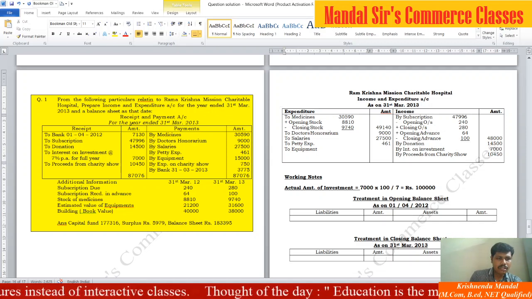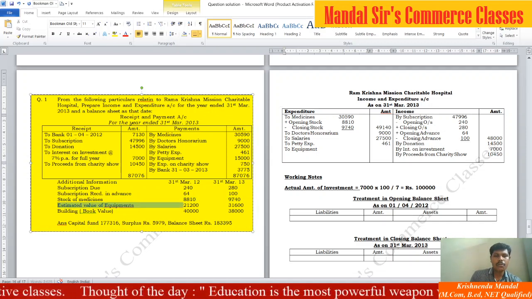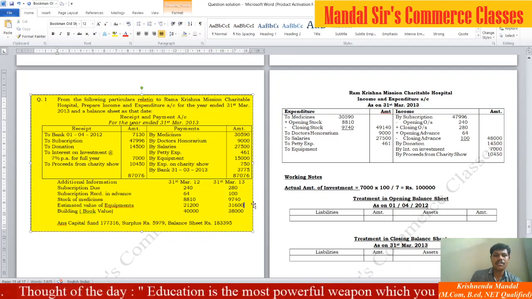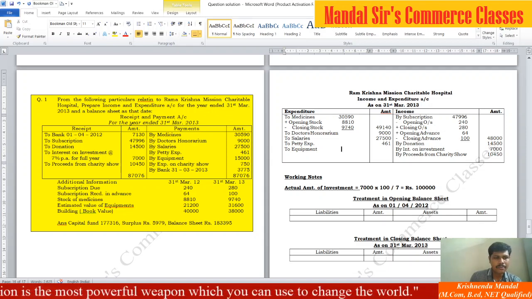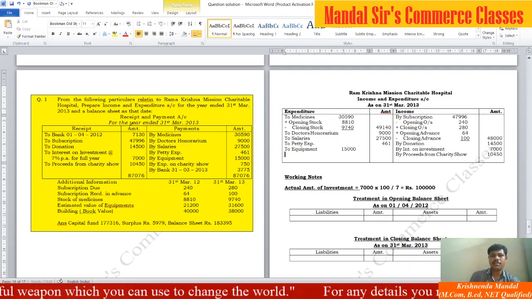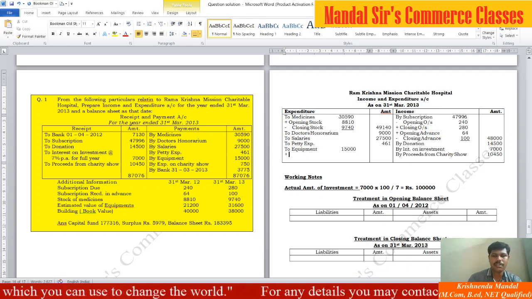Let's see the additional information. There is an adjustment relating to this equipment, that is the opening and closing balance. So this will also be part of the consumable store. So write the amount in the inner column. What is the amount of equipment purchased during the year? That is 15,000. This is the amount of equipment purchased during the year.